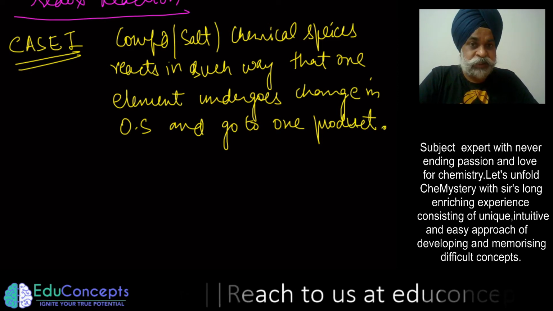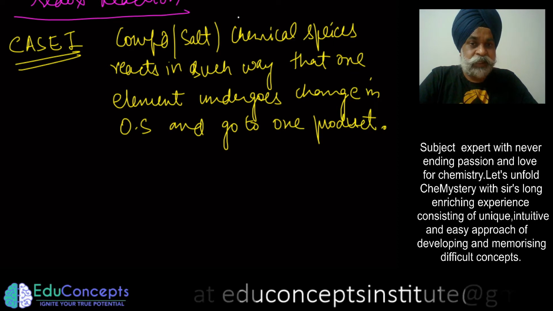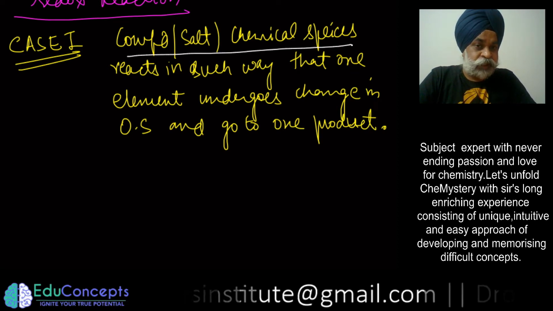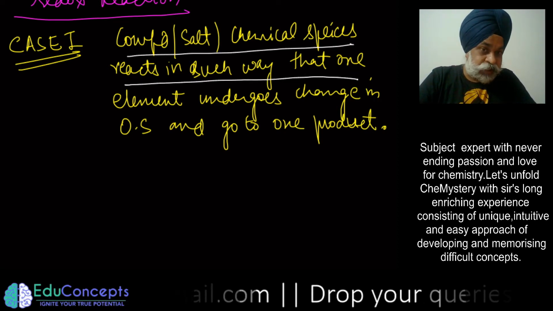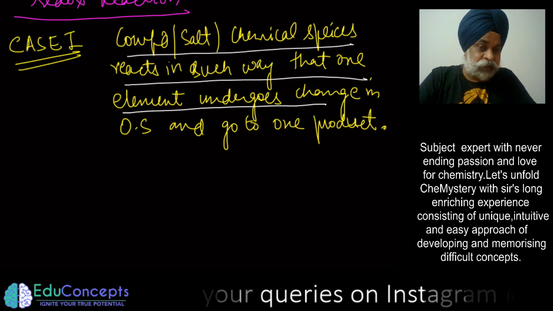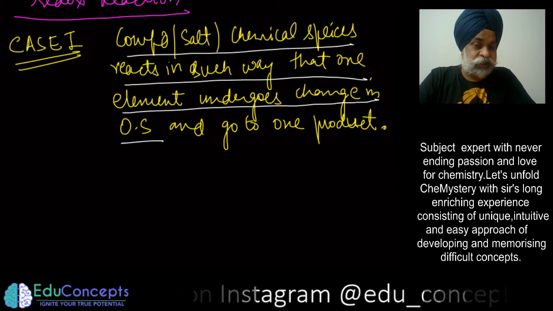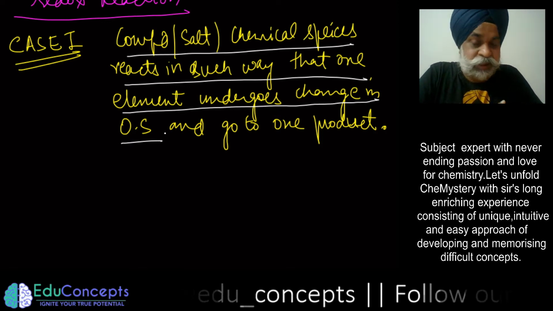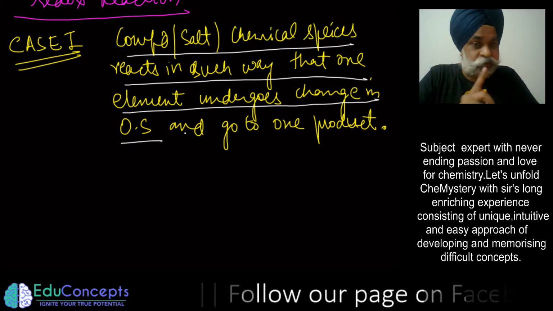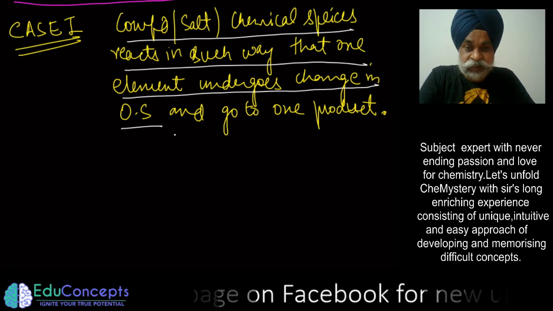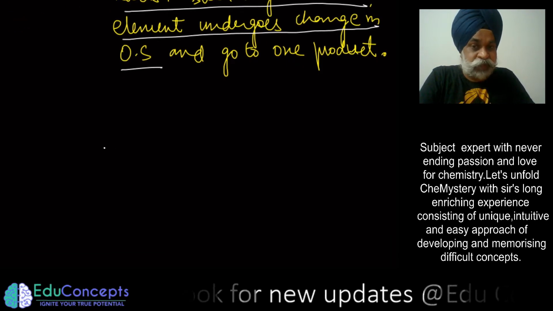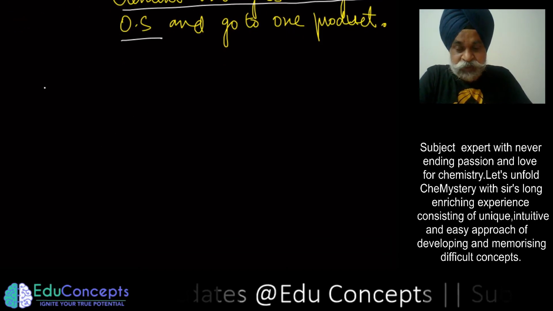Now try to understand what I am trying to say: a compound or chemical species is reacting in such a way that the oxidation state of one element is changing, and the element whose oxidation state is changing goes into only one product. So when I say this statement, what do I mean by it? Let me write it this way.